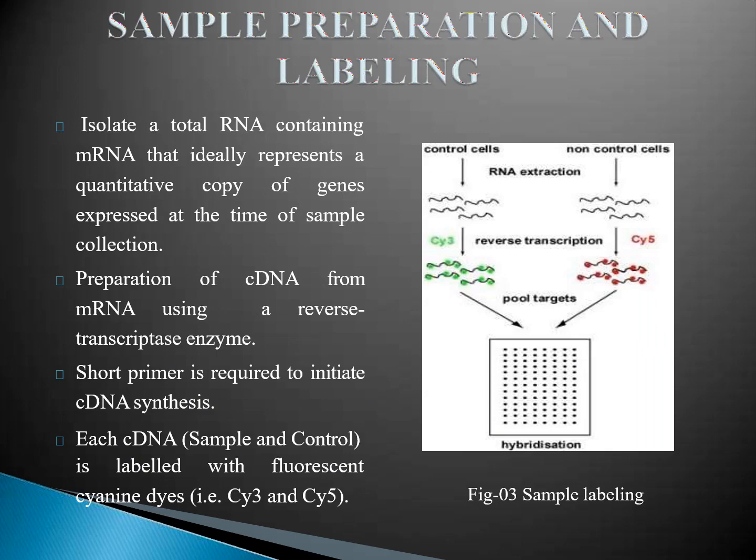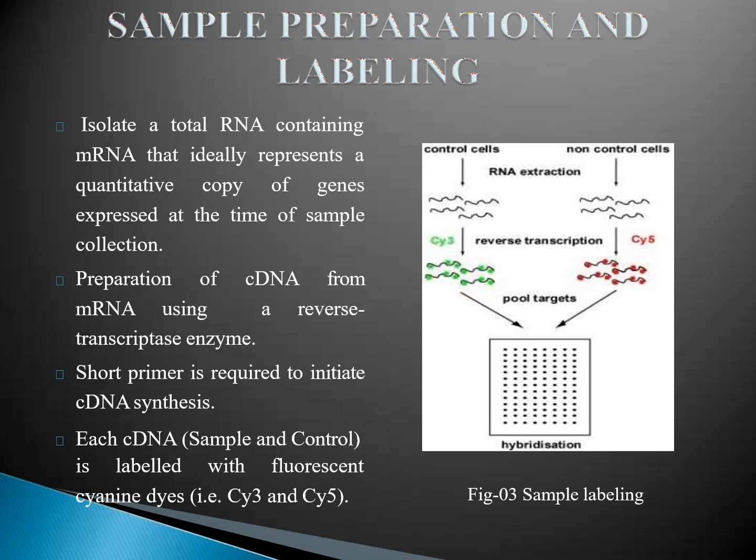The first step in DNA microarray technology is sample preparation and its labeling. First of all, from the control as well as from the treated cell sample, total RNA is extracted. This total RNA also contains mRNA molecules, which represent the quantitative copy of genes expressed at the time of sample collection. Then these collected RNA molecules are converted into cDNA molecules by the process of reverse transcription. Some short primers are required for this process.